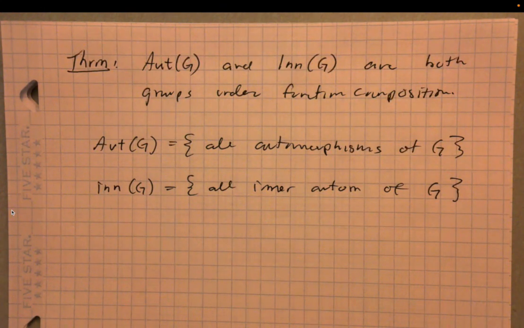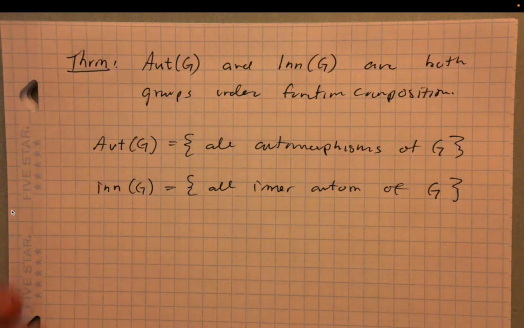All right. So remember, an automorphism is an isomorphism from G to itself. If you take the set of all such isomorphisms from G to itself, all such automorphisms, then you get a group under function composition. Meaning you get closure, you get associativity, you get inverses, and you get identities. The same is true for the inner automorphisms of G.